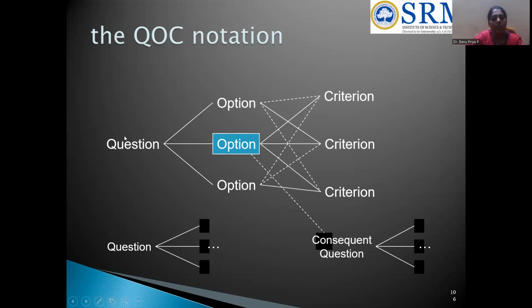Questions, different questions, even sub-questions you can have. Options, the options to solve or answer these questions. You have different options too. Why have you chosen only this option based on these criteria?